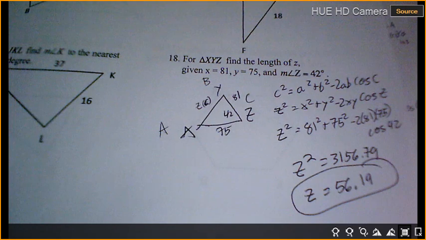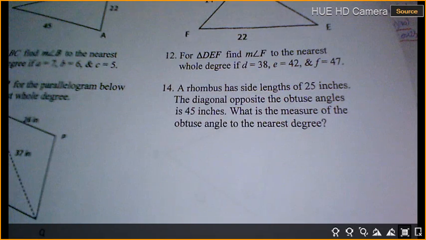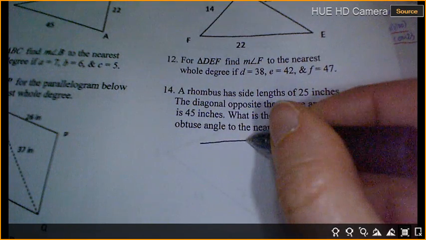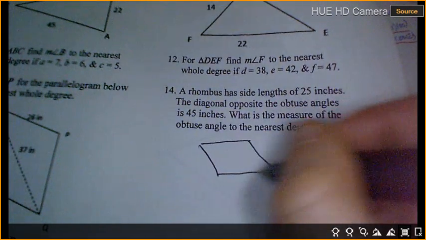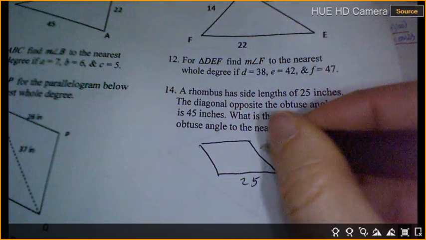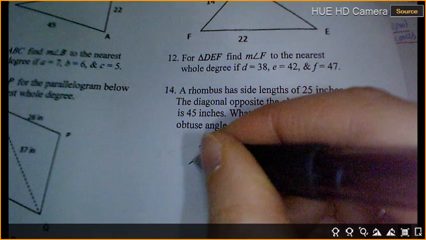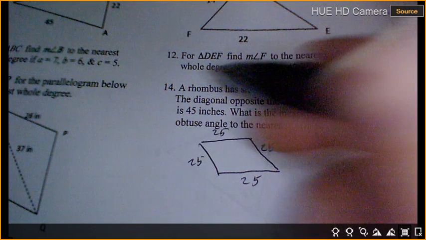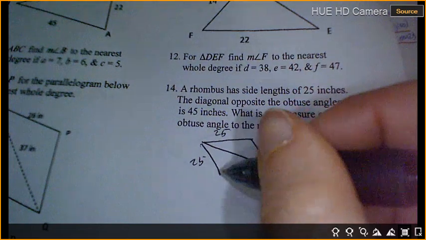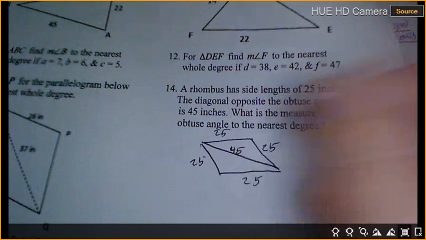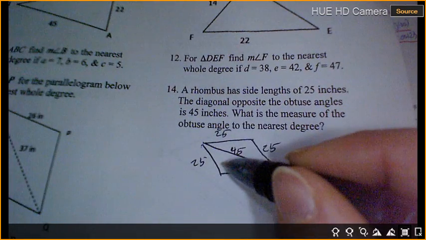Sure. Number 14. A rhombus has a side length of 25 inches and the diagonal opposite the obtuse angle is 45 inches. What is the measure of the obtuse angle to the nearest degree? Okay, so we're looking at a rhombus, so that means all four sides are equal. They're all 25. But then the diagonal opposite the obtuse angle, so that would be this one right here, is 45, and they're asking us what this angle is right there.